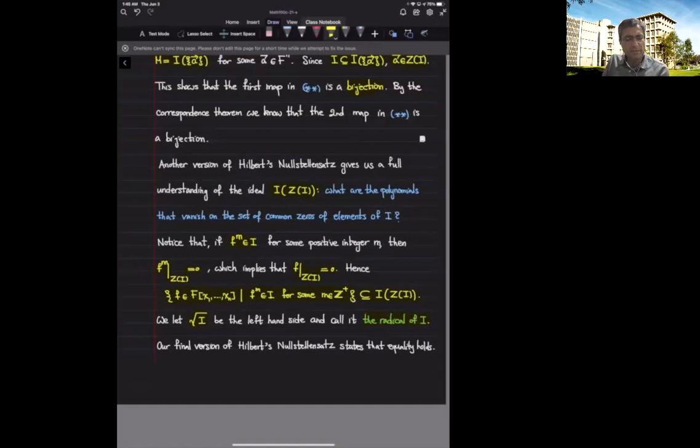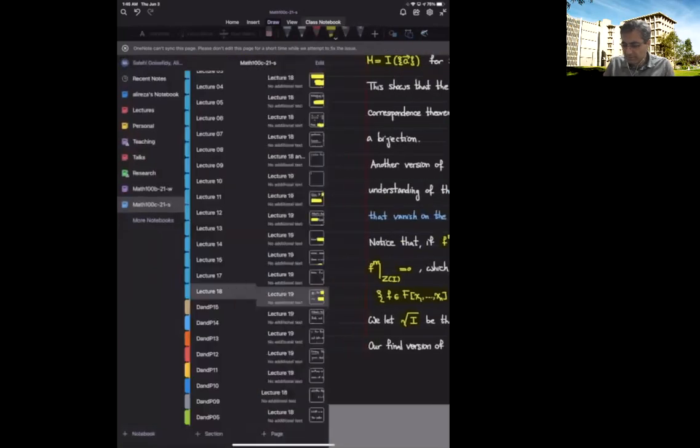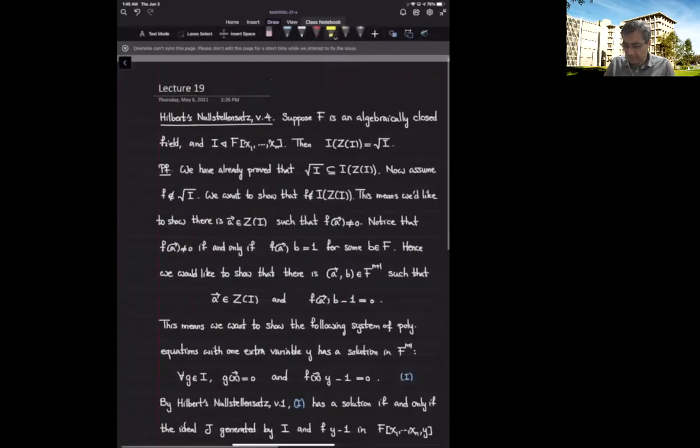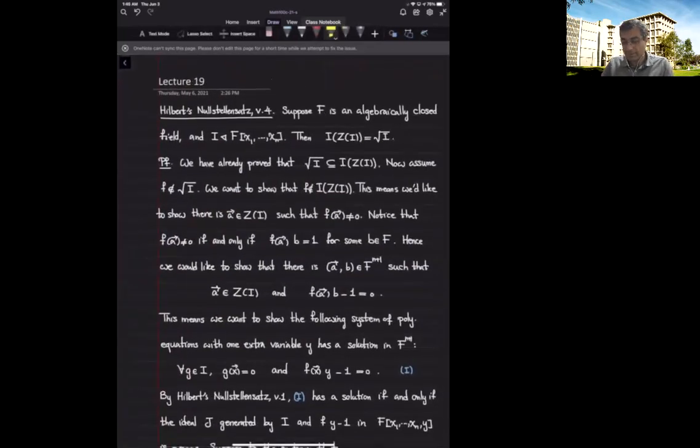The radical of I in any unital commutative ring is indeed an ideal, and there are many interesting properties for this. But let's focus on Hilbert's Nullstellensatz. The final version of Hilbert's Nullstellensatz says that if F is algebraically closed and I is an ideal, then I of Z of I is precisely the radical of I.